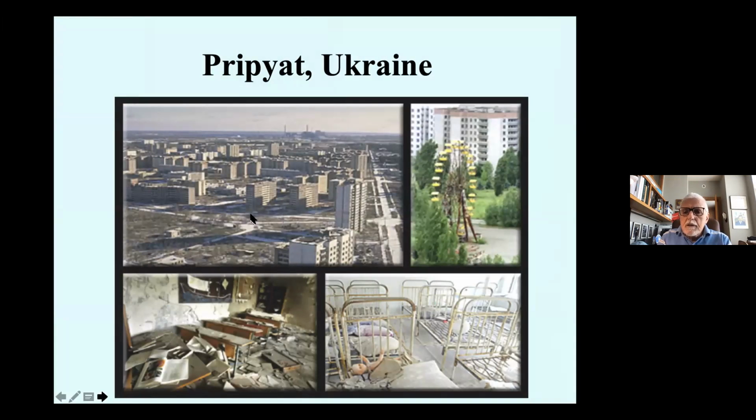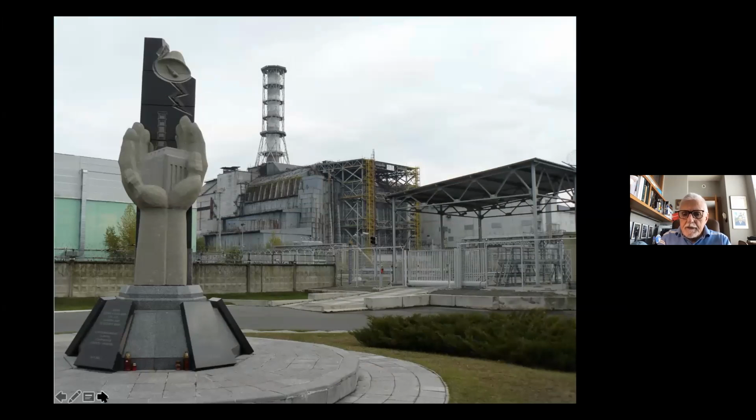You can see this is the town, and it's a very vertical town. The reactor you can see in the background at the top of the screen. These are, again, the vertical buildings, and this is their park. The bottom slides just show some of the damage that's been done to the place.